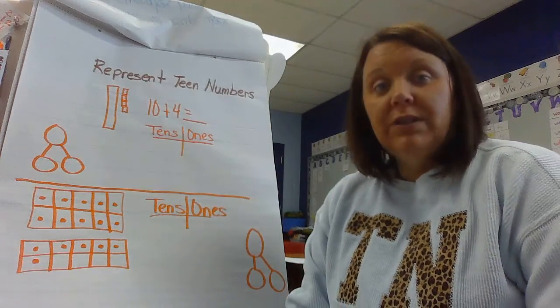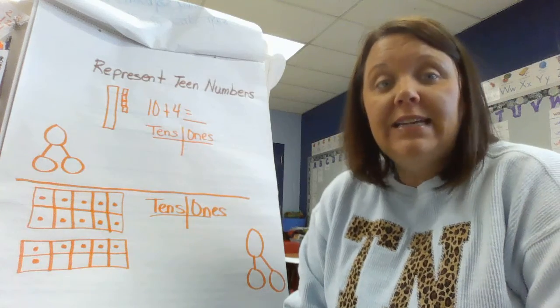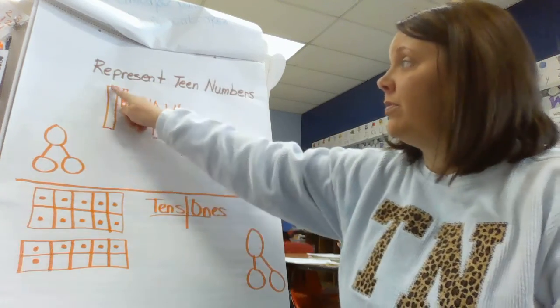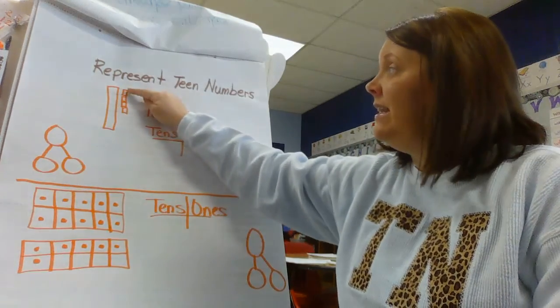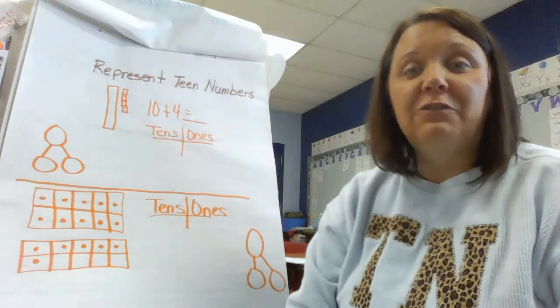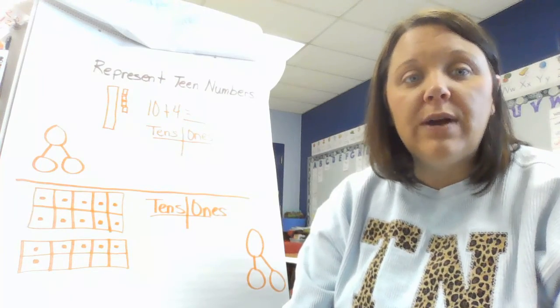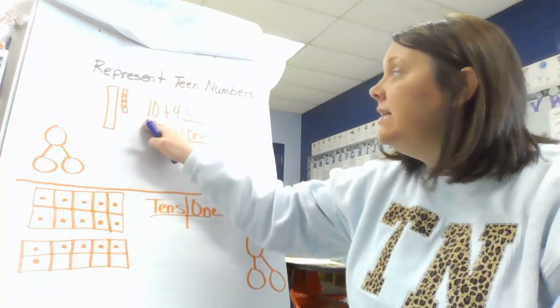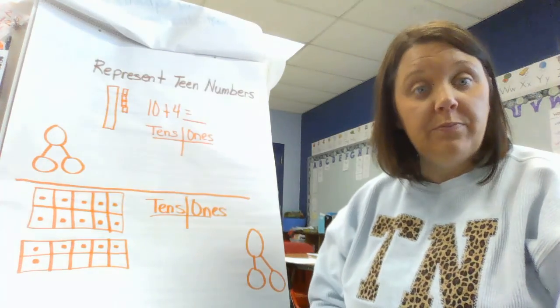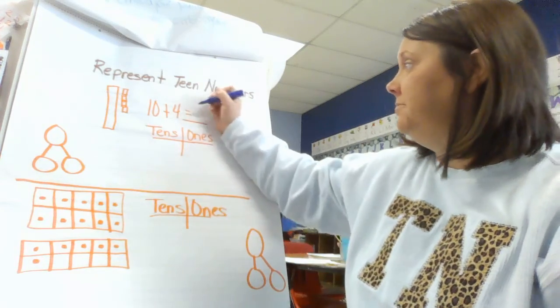This is the number 14. How do I know it's the number 14? Well, the first thing I need to do is I need to count 10, 11, 12, 13, 14. I have 1 10 and 4 ones. I can also represent that with an equation, an addition sentence. 10 plus 4 equals what? 14. The total amount is 14.